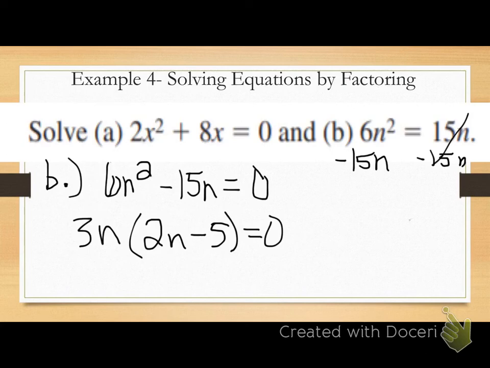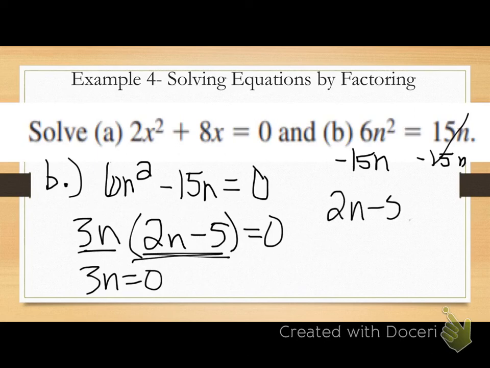There you go. So I've got 2 things being multiplied, right? So the 2 things that are being multiplied need to be set equal to 0, right? So like we said, 3n equals 0 and 2n minus 5 equals 0. That's my zero product property. I know one of those must equal 0, so I'm just going to set them both equal to 0.